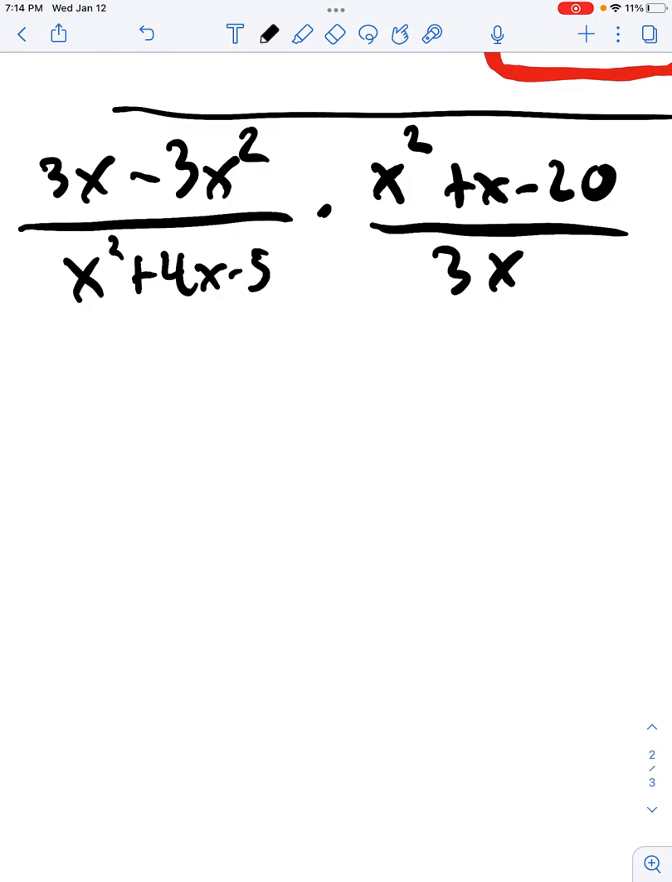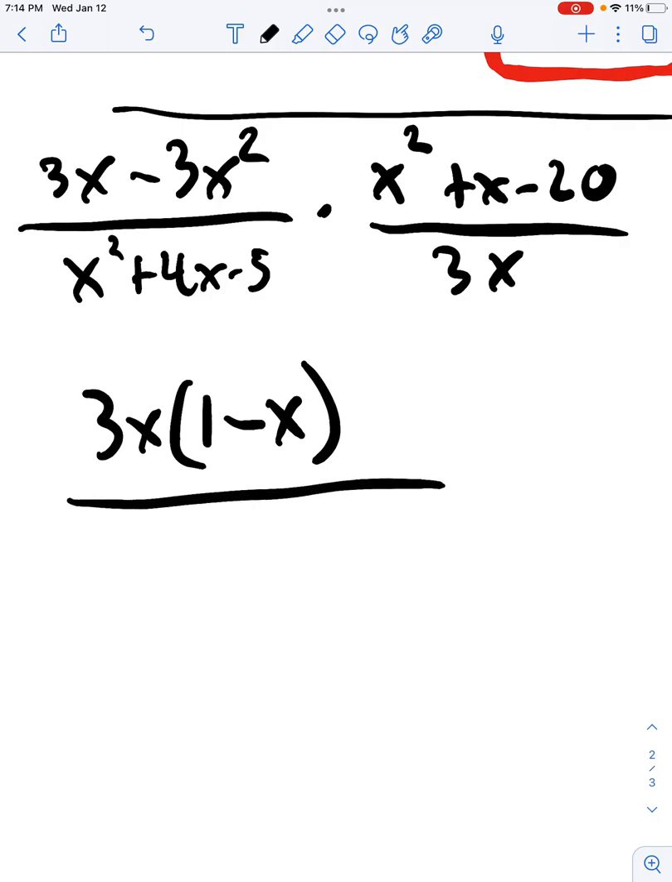All right, first thing I'm going to do is I'm going to factor my numerator and my denominator and try to see, hey, is there anything that we can cancel out here? So if I'm looking at this first one, I see I've got a 3 and an x in each. So I'm going to factor out a 3x, and I'm left with 1. And then since that's an x squared, we still have an x left over.